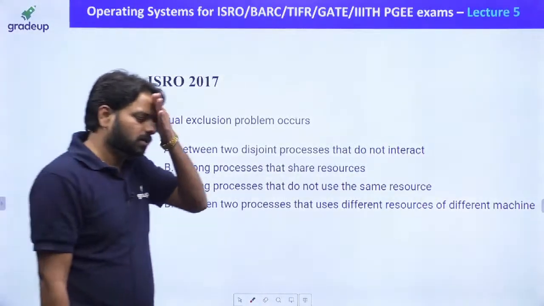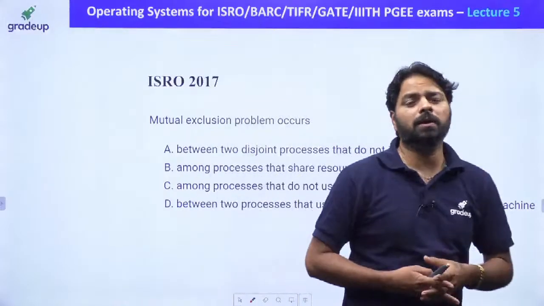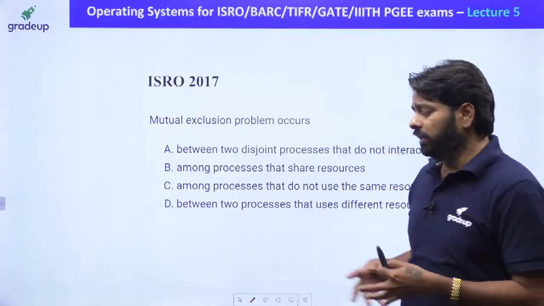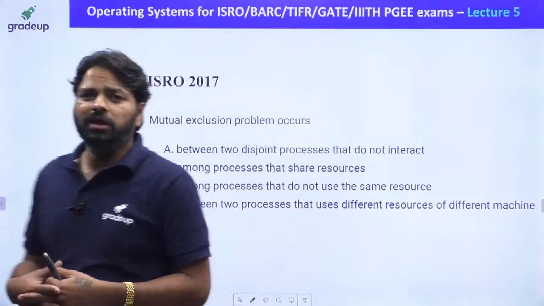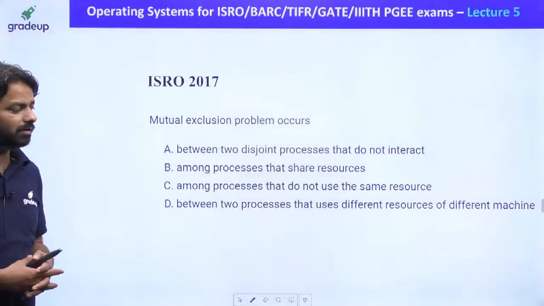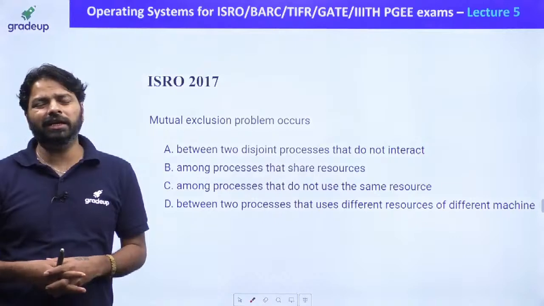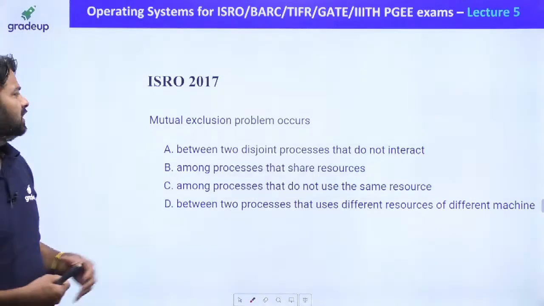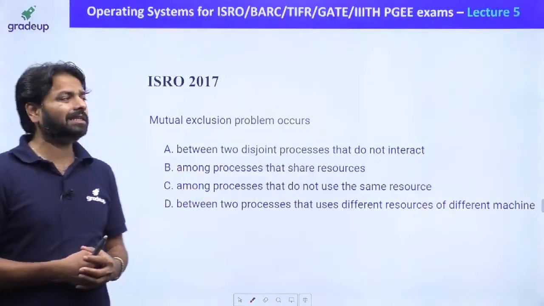Mutual exclusion. This is a very famous problem in semaphores. In synchronization, when two processes are communicating with each other using shared resources, this is the major problem that you might get.